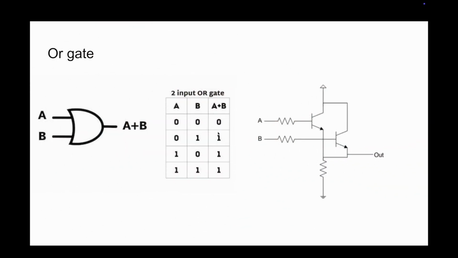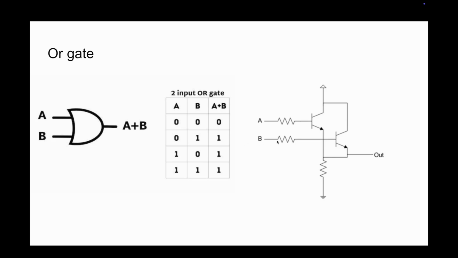The OR logic gate truth table and schematic. For the OR, if you have inputs of 0 and 0, you get 0. 0 and 1, you get 1. 1 and 0, you get 1. 1 and 1, you get 1. Pretty much, if any of your inputs are 1, your output's going to be 1, always.